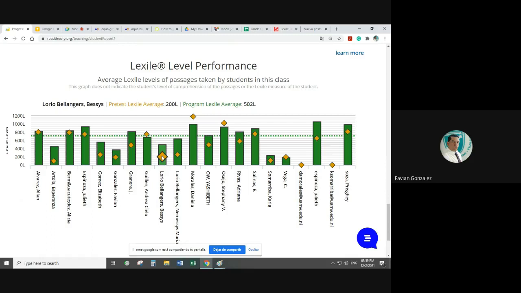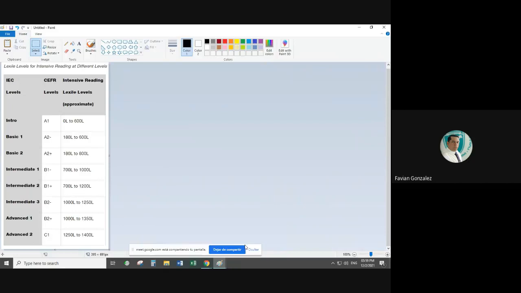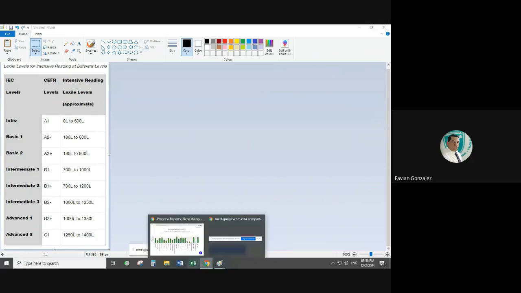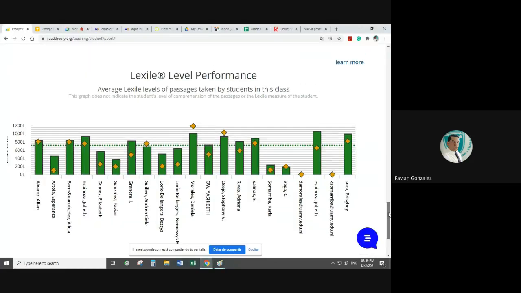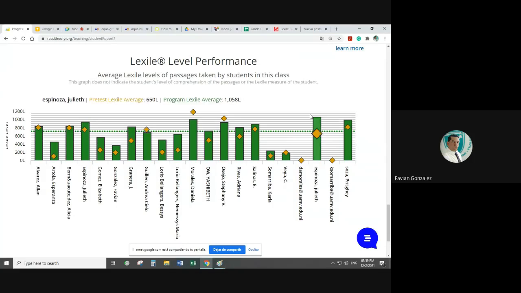In the correlation, we can see that she went from being an intro student to being an A2 plus user. So in her case, the reading improvement was noticeable and successful. Okay, so this is how we can read the Lexile level performance chart. I think it is very clear and easy to understand, especially because you can show it to your students so they can see how much progress they are making.